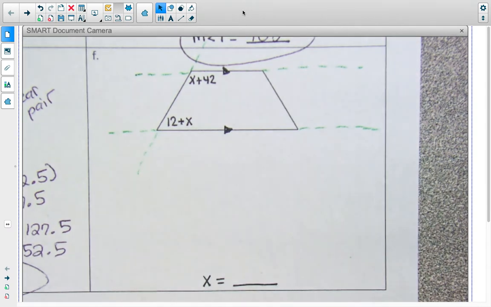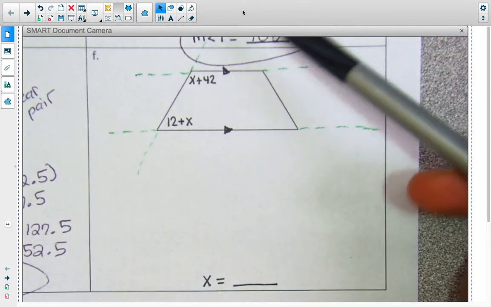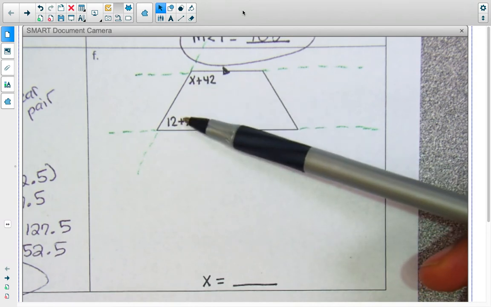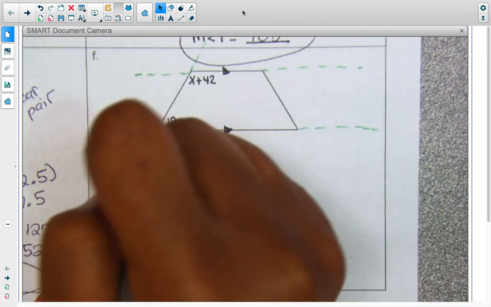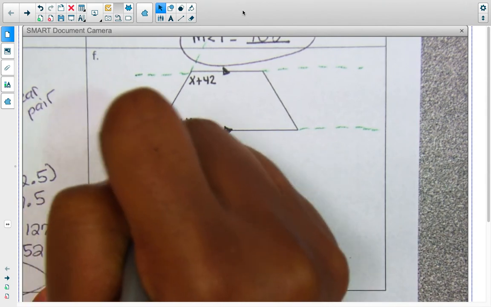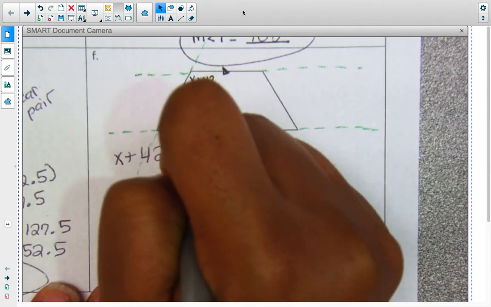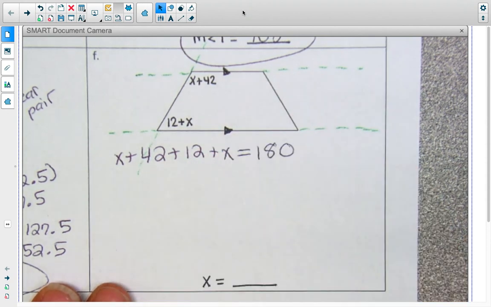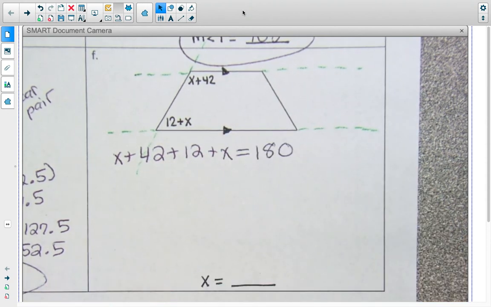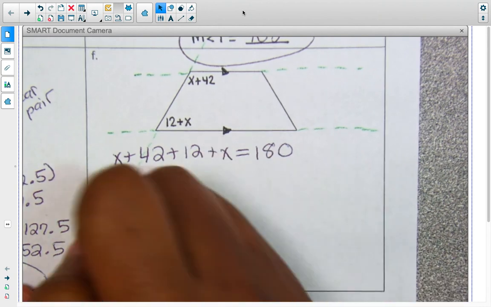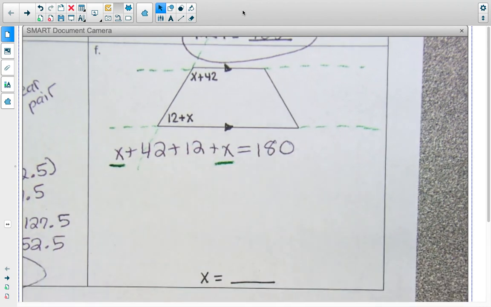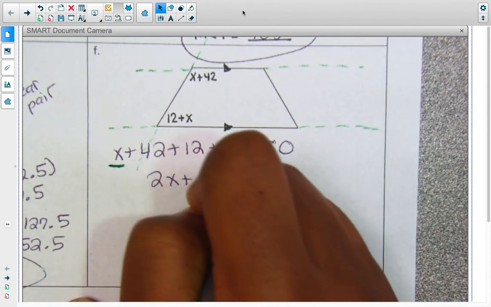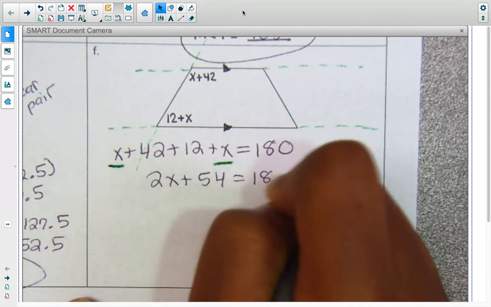So these are same side interior angles. So these are same side interior angles, and they are equal to 180 degrees. So my equation is x plus 42 plus 12 plus x is equal to 180 degrees. From here, we go through and we solve our equation. We're going to combine like terms. So that's going to give me 2x plus 54 is equal to 180.